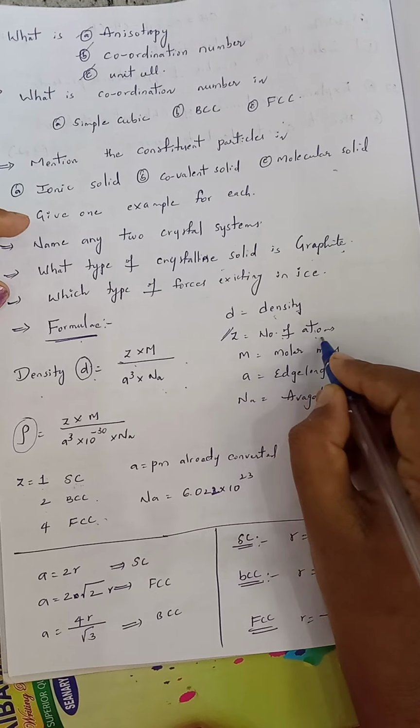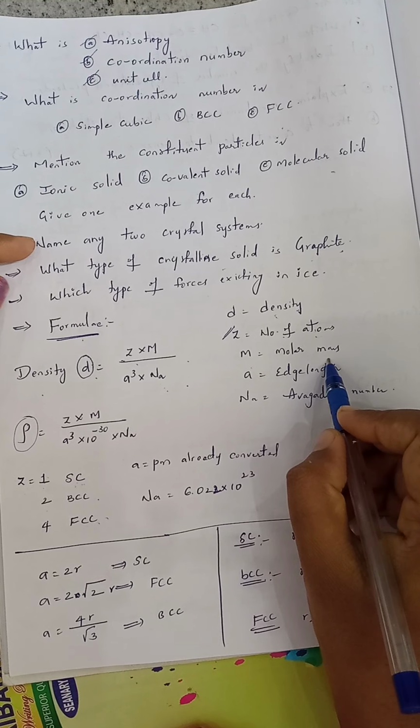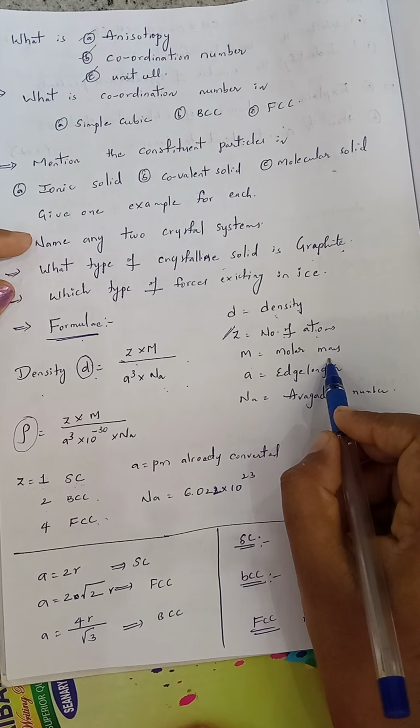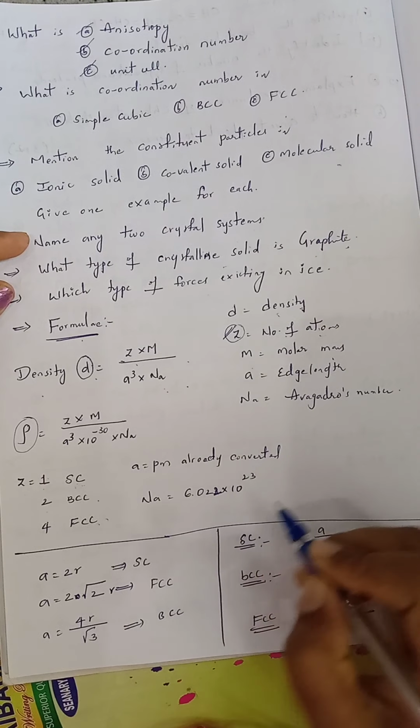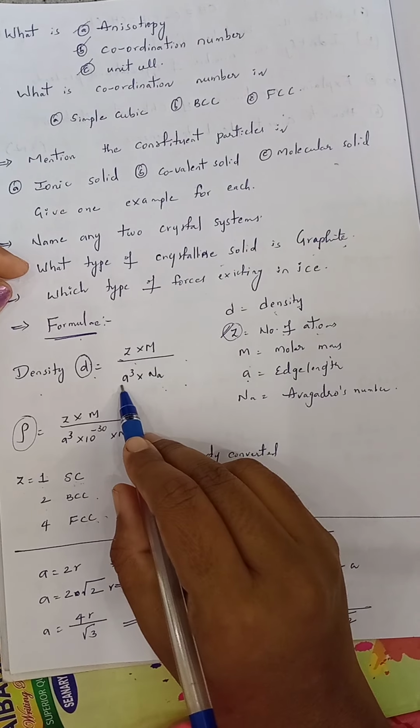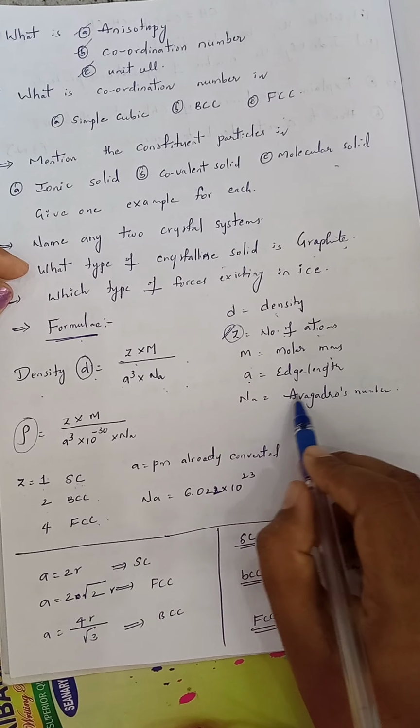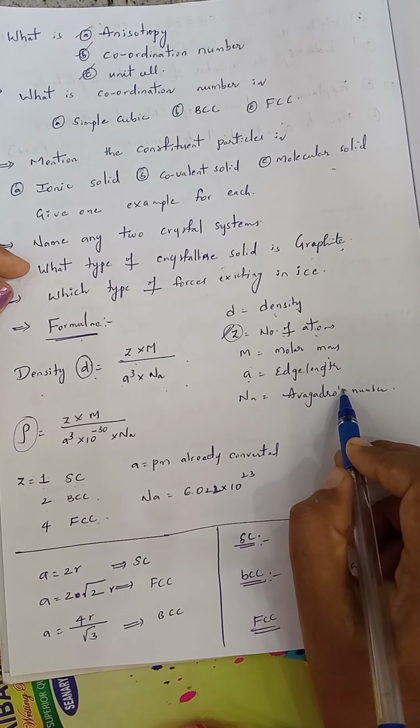Next, M. M is nothing but molar mass of the unit cell. Molar mass will be given in the problem itself, need not to worry. You want to remember only Z value. Next, A. They have given A. A is nothing but edge length.